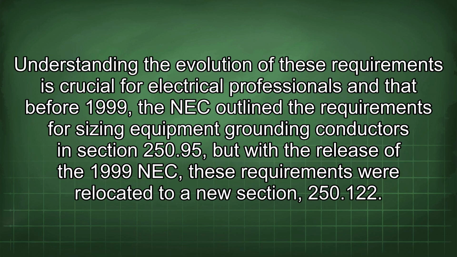Understanding the evolution of these requirements is crucial for electrical professionals. Before 1999, the NEC outlined the requirements for sizing equipment grounding conductors in section 250.95, but with the release of the 1999 NEC, these requirements were relocated to a new section, 250.122.